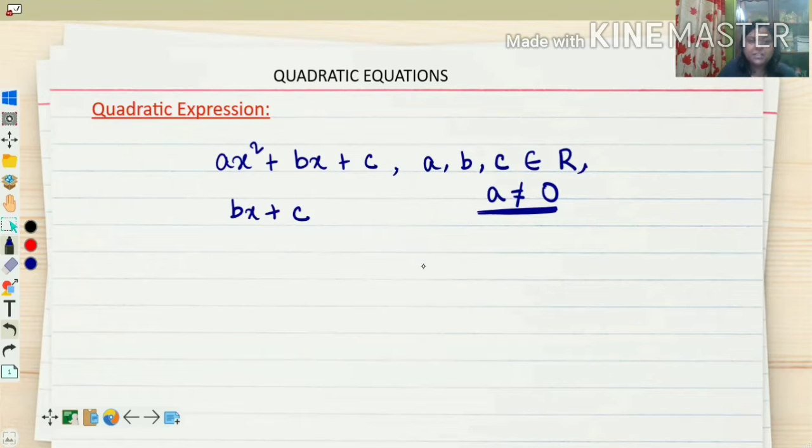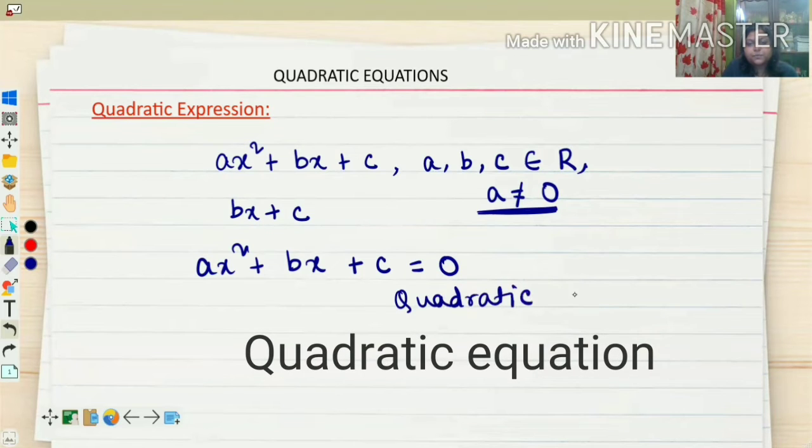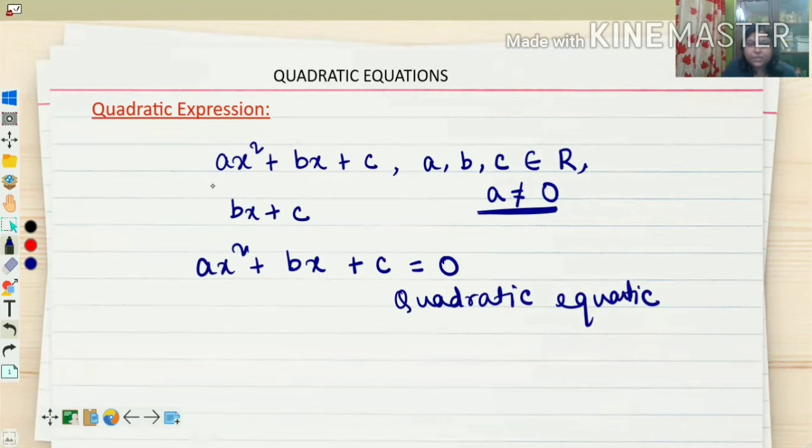Okay, let's move further. Now, what is a quadratic equation? Now, it is an expression. If we equate this expression to 0, that is, if ax square plus bx plus c is equated to 0, then it is a quadratic equation. If it is only in this form, then it is an expression, and if we equate it to 0, then it is a quadratic equation. I think it's clear. Now let's move to the next part.